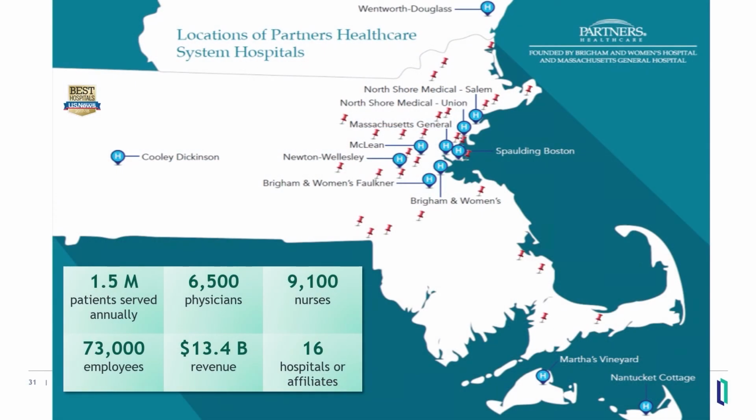And first, just a couple of words about Partners. We're a very large integrated healthcare delivery network in New England, and we have hospitals throughout Massachusetts and now into New Hampshire and Rhode Island as well. And we serve 1.5 million patients annually. And here's some more interesting numbers about Partners.